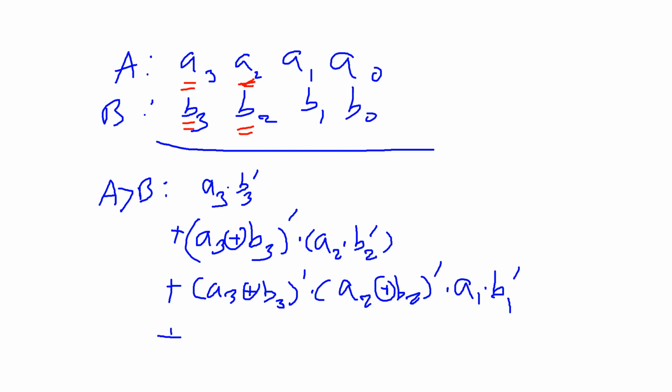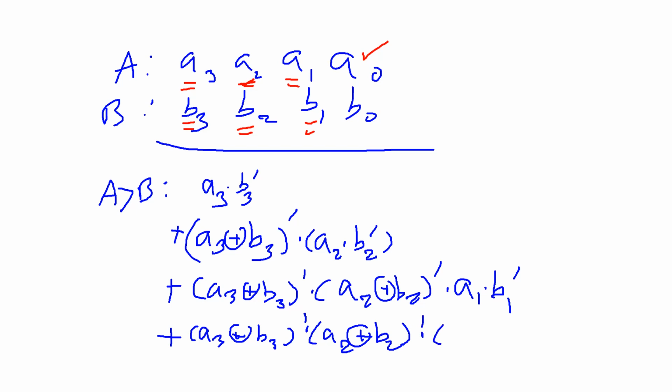And the last case: these 3 bits are the same, and A0 is greater than B0. So you can write it as A3 XOR B3 prime, and A2 XNOR B2, and A1 XNOR B1, and A0 is 1, B0 is 0. Okay, that's all. Check that: A is greater than B.